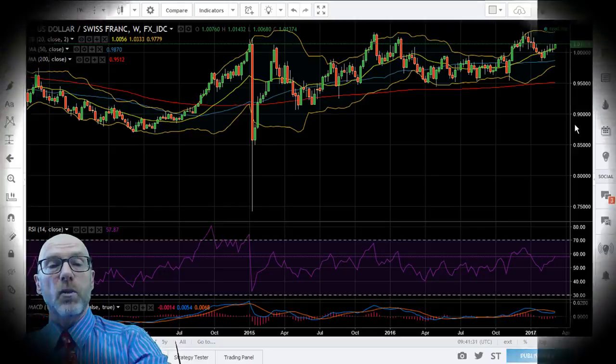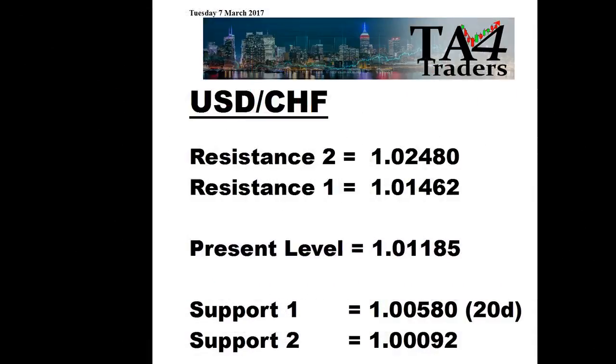On the support resistance levels, resistance at 14.62 and then 24.80, and the support at 10058 and then 10092.